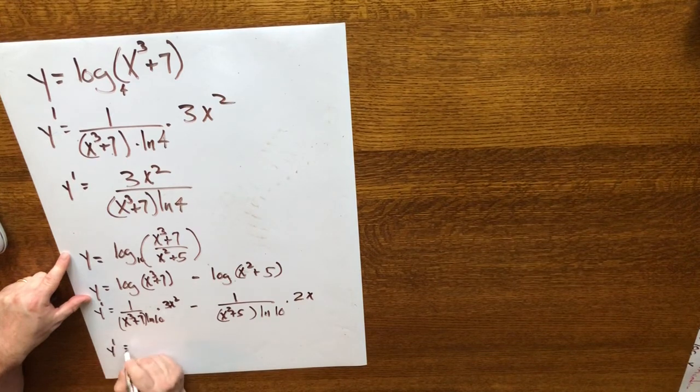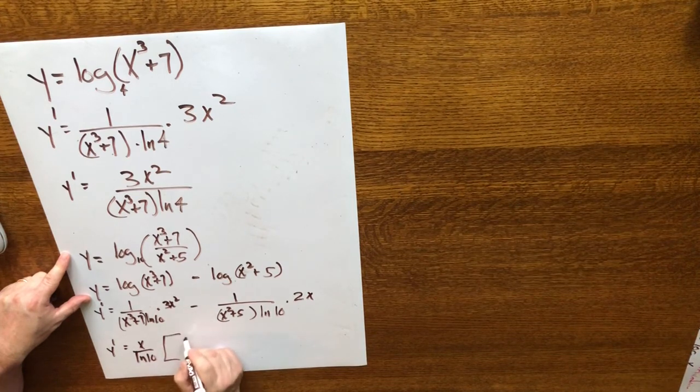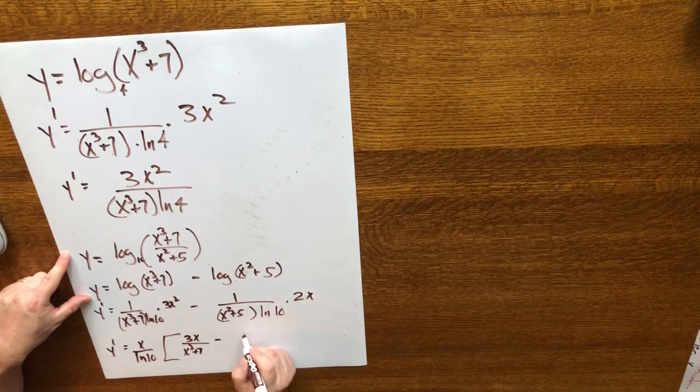Looking for a common factor there, I see x over ln 10 as a common factor, and that leaves me with 3x over x cubed plus 7 minus 2 over x squared plus 5.